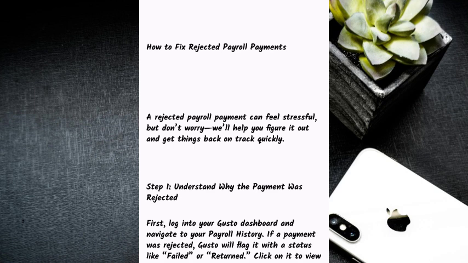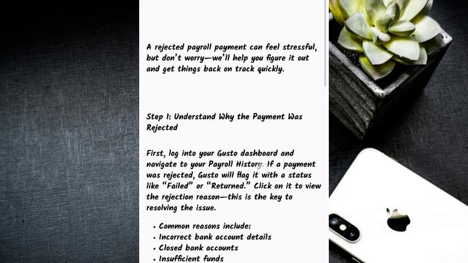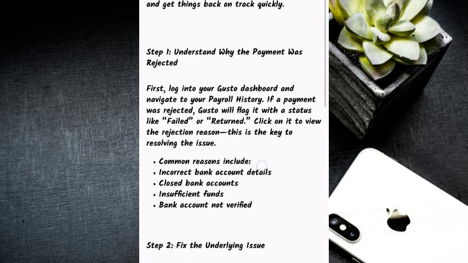So first, you've got to log into your Gusto dashboard and navigate to your payroll history. If a payment was rejected, Gusto will flag it with a status like failed or returned. Just click on it to view the rejection reasons, and this is the key to resolving the issue. Common reasons include incorrect bank details, closed bank account, insufficient funds, or bank account not verified.